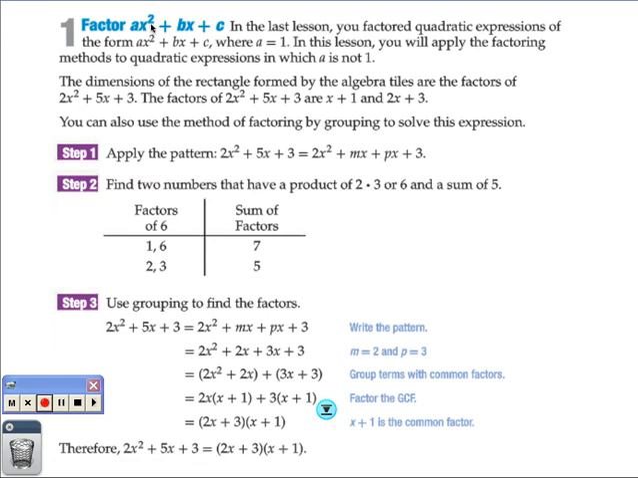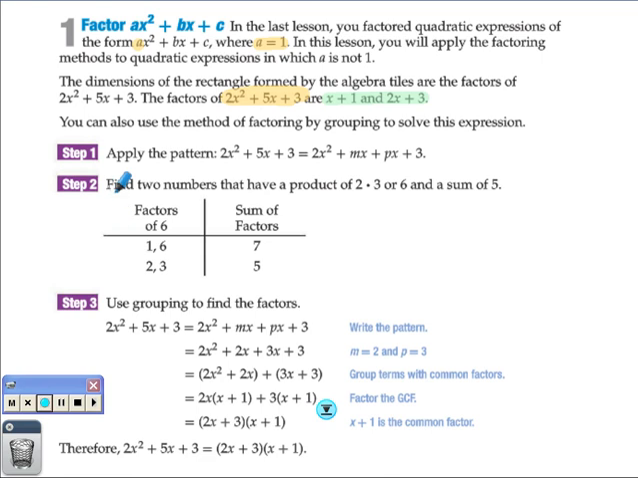To factor the form ax squared plus bx plus c, in the last lesson, a was 1 every time. This number out front was never anything other than 1, but that's not always the case. If we take a look at the dimensions of the rectangle formed by the algebra tiles, they are the factors of 2x squared plus 5x plus 3. If we were to factor this, I can just tell you, we would get x plus 1 and 2x plus 3. Now we can FOIL that and check it, and it's pretty easy to see.